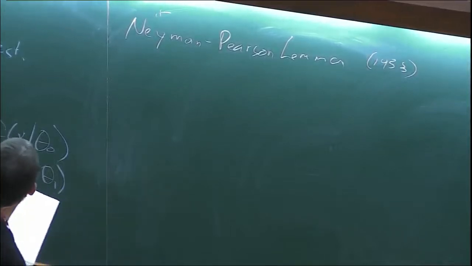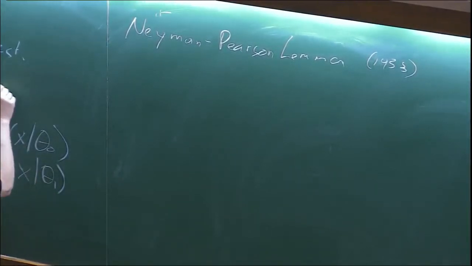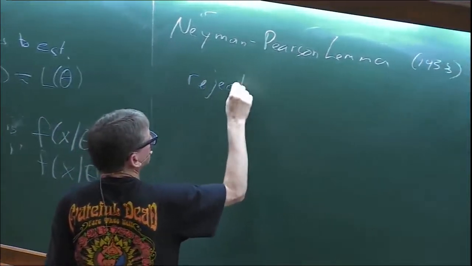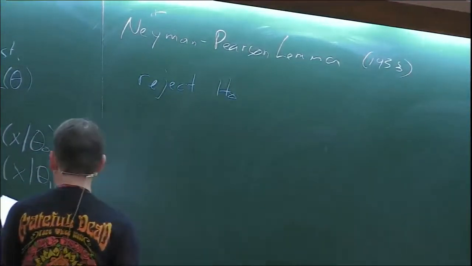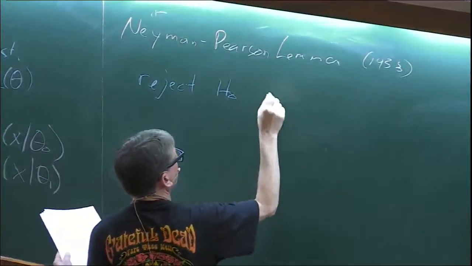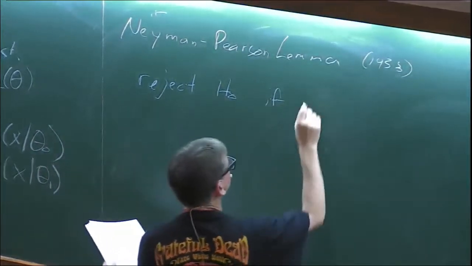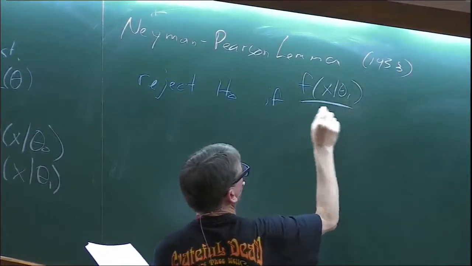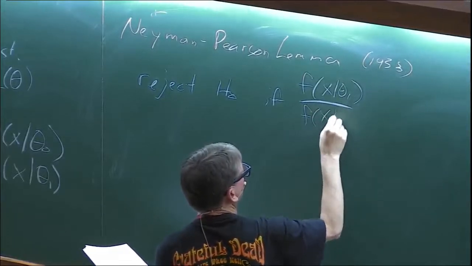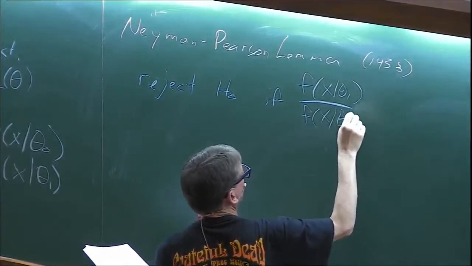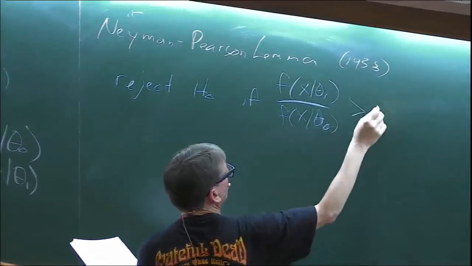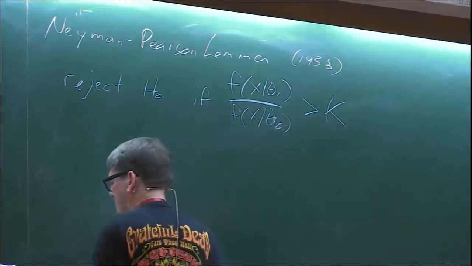Remember that we also wrote this as the likelihood of theta. And so the idea is that you should reject H0 if f of x given theta 1 over f of x given theta 0 is bigger than some constant k.